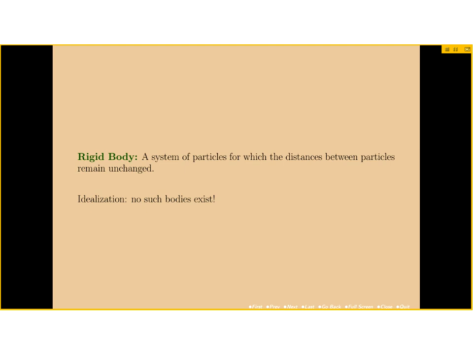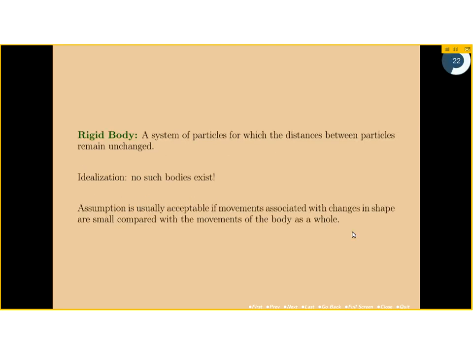If you apply large enough forces to these bodies, they will deform because they have elasticity. So there doesn't really exist something like a rigid body. But at least by approximation, many bodies can be considered as rigid bodies, and especially in dynamics, it really simplifies things considerably if we can approximate a body as a rigid body. So this assumption of a rigid body is usually acceptable if the movements associated with a change in shape of the body under the loading of possible loads are small compared to the movement of the body as a whole.